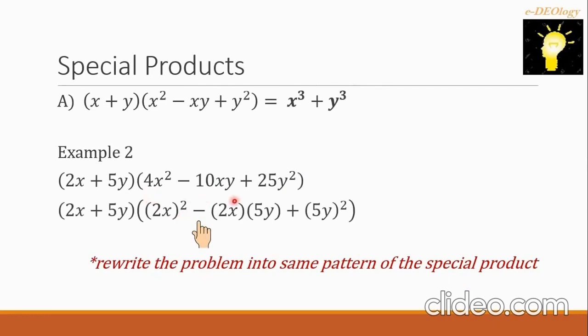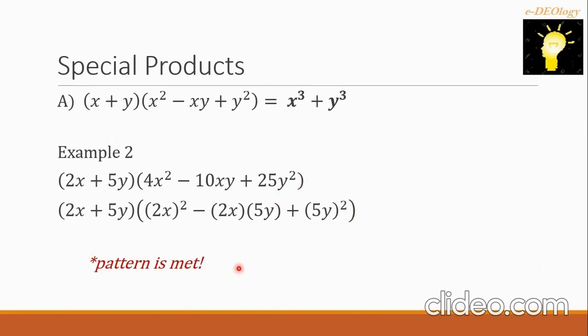For the negative 10xy, we can factor this out in such a way that we can see the terms of the binomial. So the 2x and the 5y are there, and the sign must bear the opposite. So 2x and the 5y, and then the minus sign is here. And for the third term, the 25y squared, we can write as 5y all raised to 2. So we can say that the pattern is met.